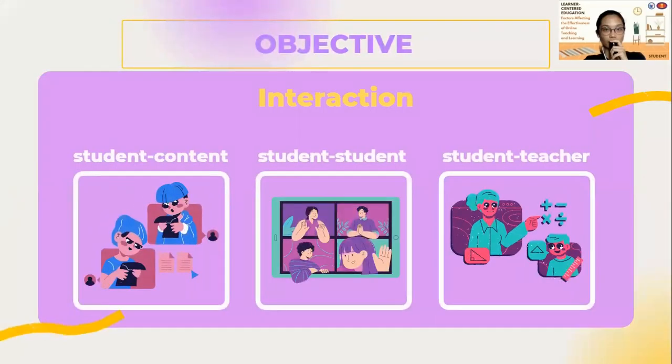Now for the objective, the most important thing is the interaction. So there are three types of interaction here: student-content, student-student, and student-teacher. This also applies to online teaching. So the first one, student-content interaction. Due to the lack of in-time class, students are usually assigned to read the materials beforehand.